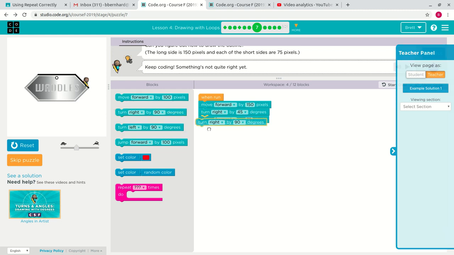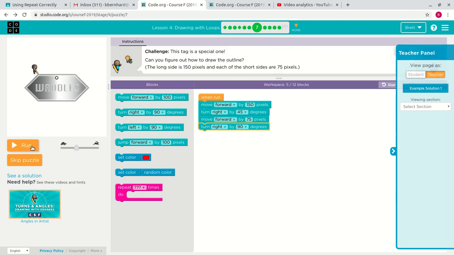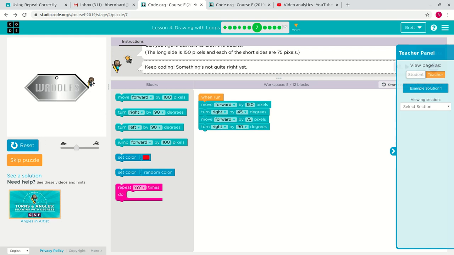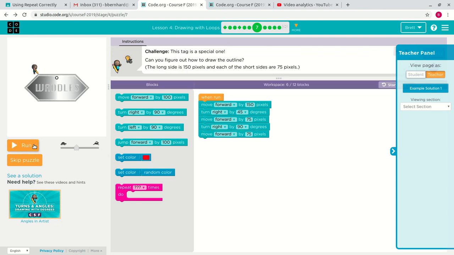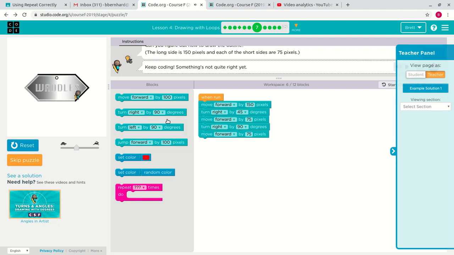We want to turn right again though. And I think it's going to end up being 90 degrees. Let's try it. That looks about right. See? Doesn't he look like he's facing the right direction? Okay, so we're going to then move forward by another 75 pixels. And let's try that again. Ooh, look at that. We got quite the outline there.